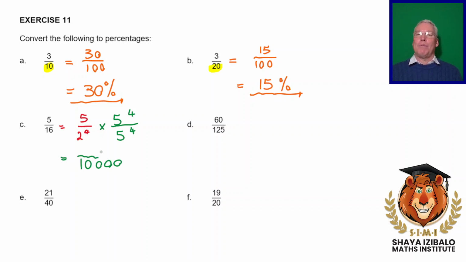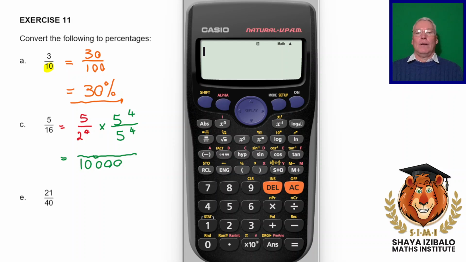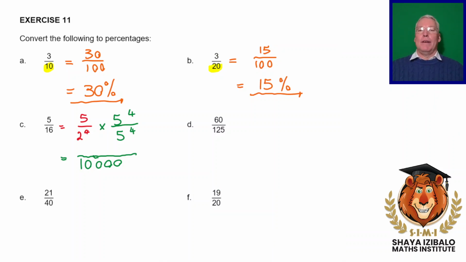5 to the power of 5, we probably wouldn't expect you to be able to work that out in your head. So let's bring up a calculator and see what that is. So 5 to the power of 5. It's 5 fives multiplying together. It's 3,125.